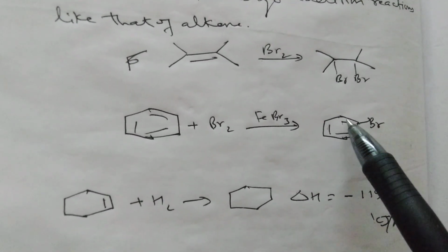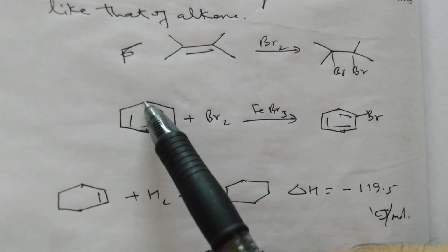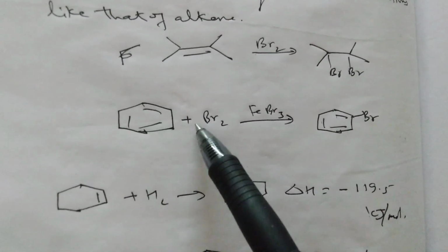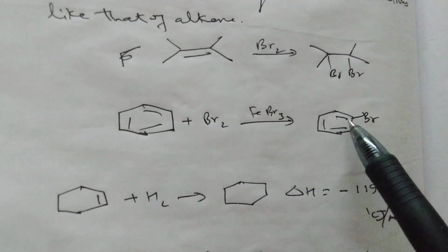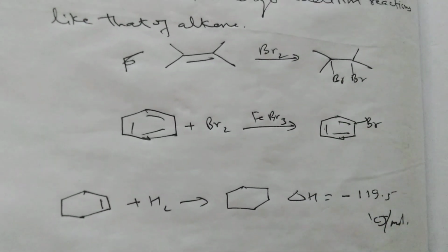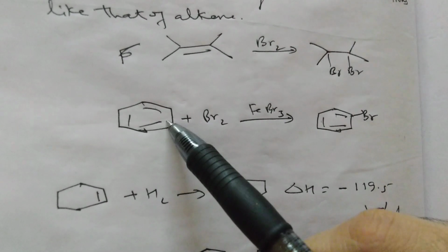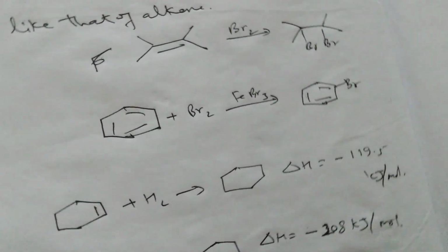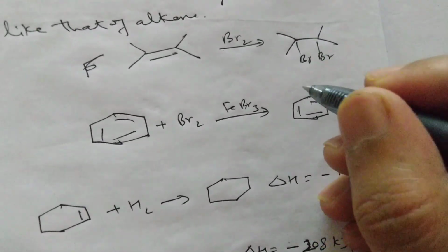And even in this reaction, the double bonds are not lost. The molecule retains all its structure. The only thing is, hydrogen has been replaced with bromine. So it undergoes a substitution reaction and not an addition reaction. This one is an addition reaction, this one is a substitution reaction, okay?